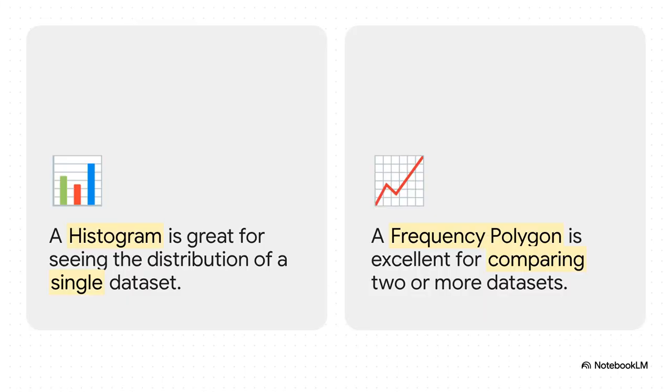Now, a close cousin of the histogram is the frequency polygon. Instead of bars, it's a line graph that just connects the dots at the top of where the bars would be. Now, a histogram is amazing for looking at one set of data, but the real superpower of the polygon is that you can put 2 or 3 or more on the same chart to easily compare them.